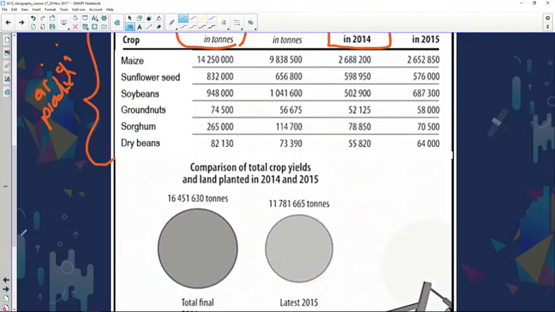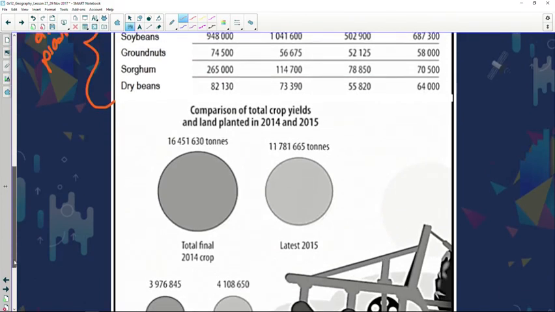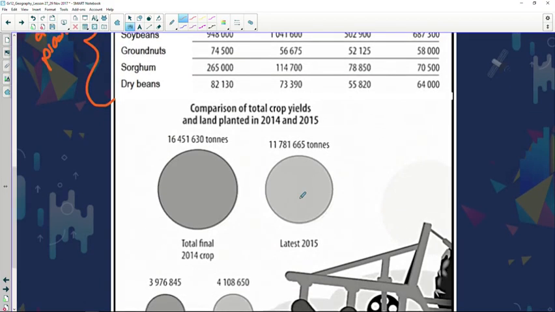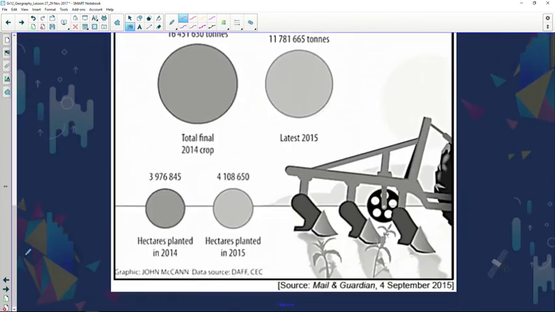Now, as you can see, there's a comparison of the total crop yields. Much more has been produced in 2014 than in 2015. And if we look at the land that's being used, less land was used in 2014 than in 2015. But look at the correlation. More land was used in 2015, but less was produced. Less land was used in 2014, but more was produced. So let's quickly go and find out what the questions expect from us.